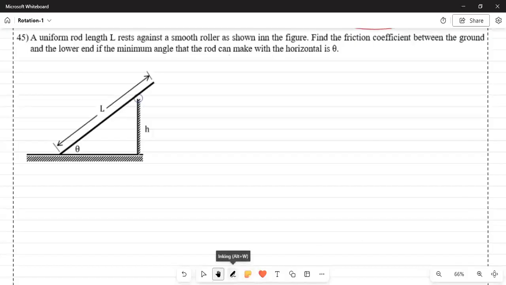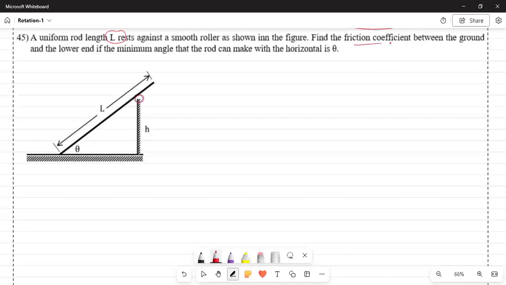Let's now take this problem 45 of your textbook. This problem 45 says that a uniform rod of length L, which we have shown in the picture, rests against a smooth roller. There is a smooth roller as shown in the figure.